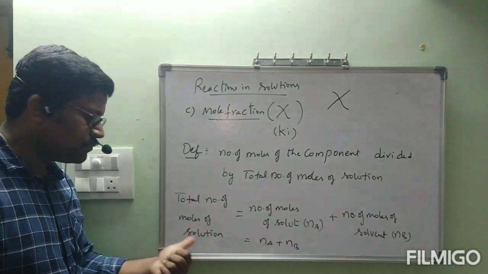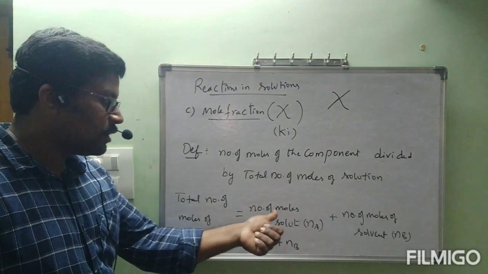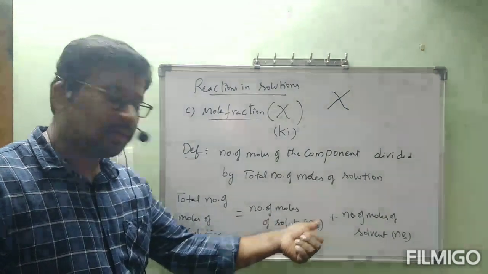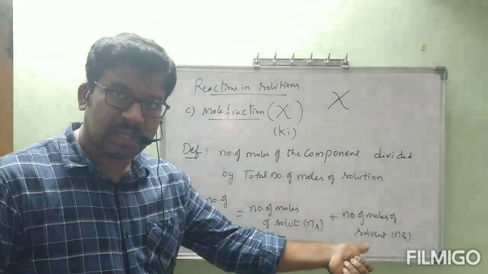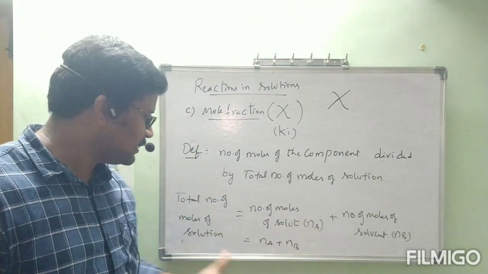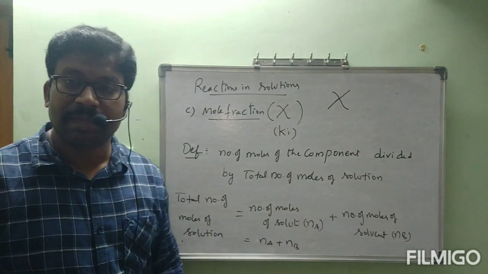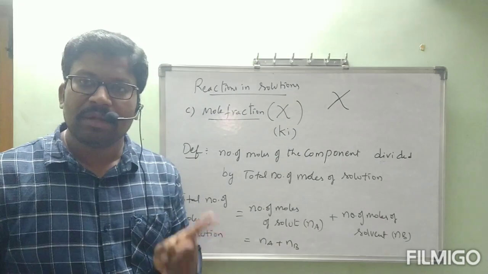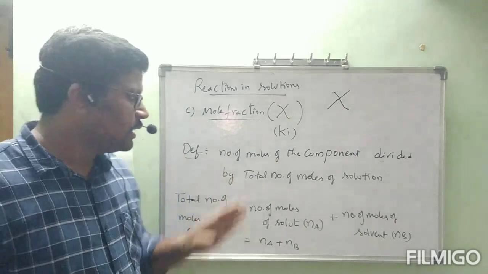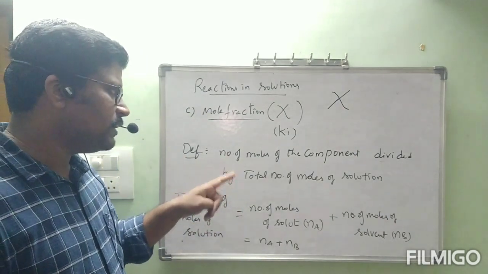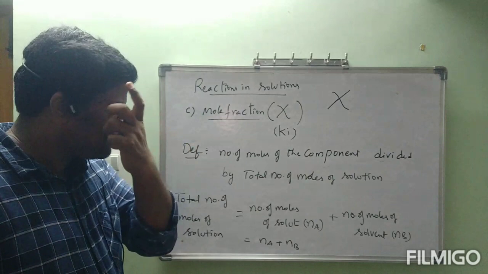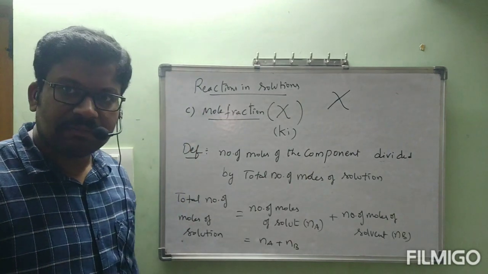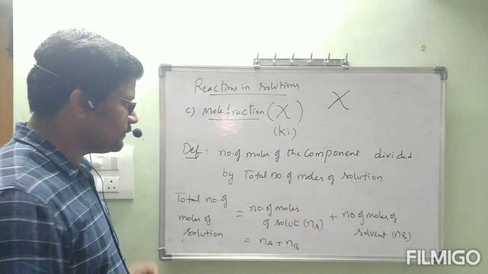Now, total number of moles of solution is equal to number of moles of solute Na plus number of moles of solvent Nb. Finally, Na plus Nb is nothing but total number of moles of solution, because solution is equal to solute plus solvent. Now, according to this definition, we will define mole fraction of solute as well as mole fraction of solvent also. We will see.